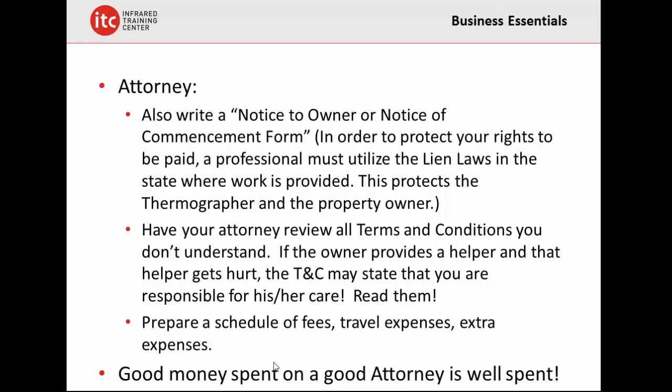That is a really important form. It shows that you're actually a professional. What that does is protect your rights to get paid. A professional must utilize the lien laws in the state where the work is provided. That protects you, and that protects the property owner. Also have your attorney review all terms and conditions you don't understand.